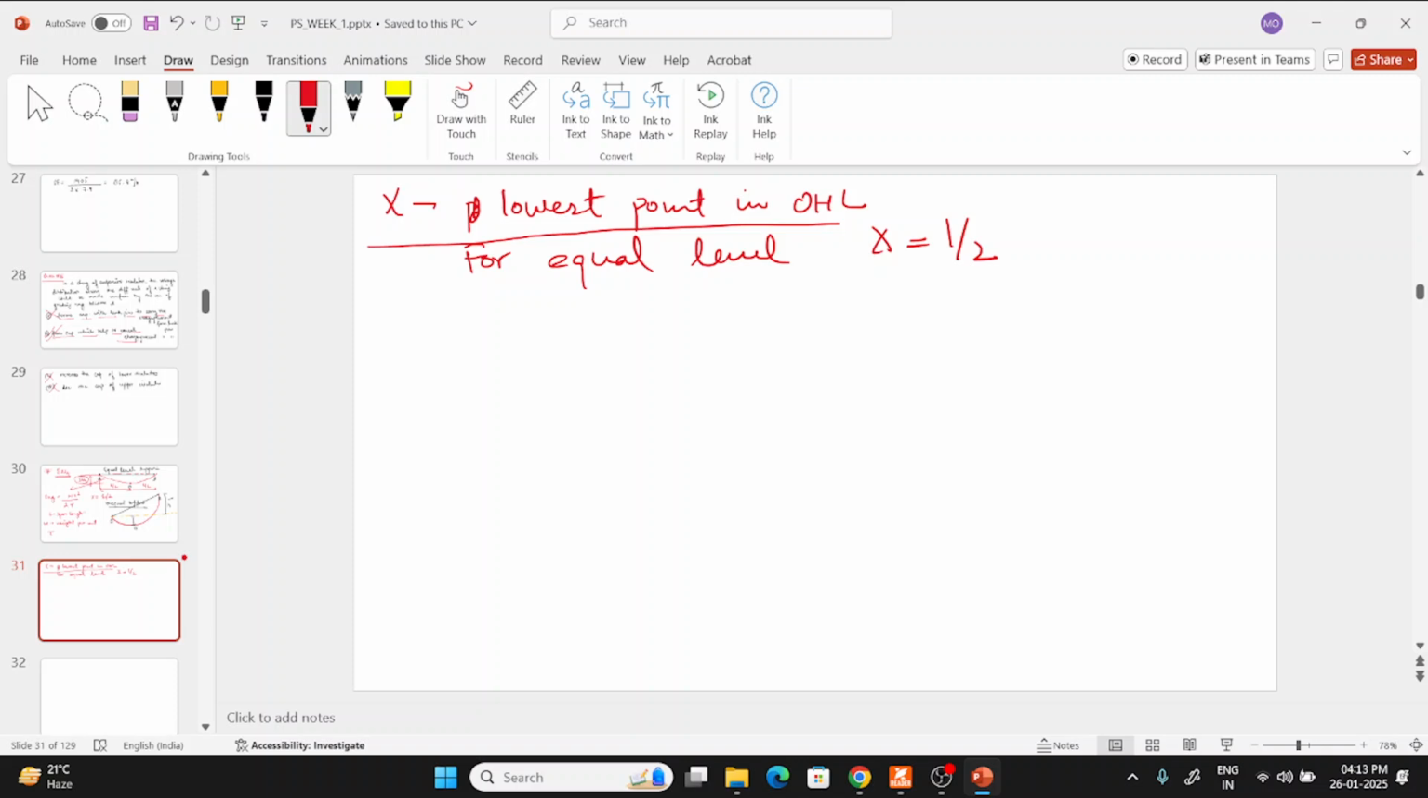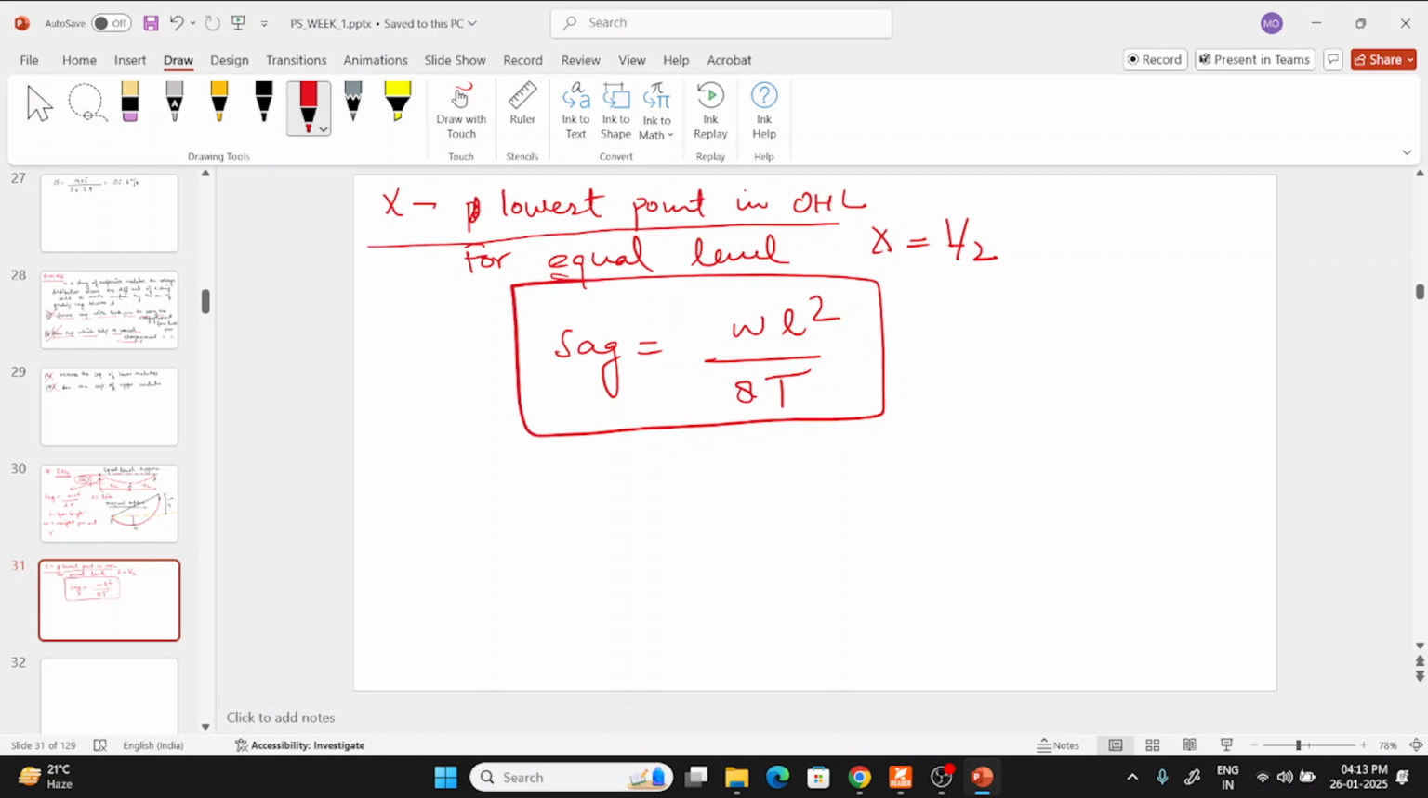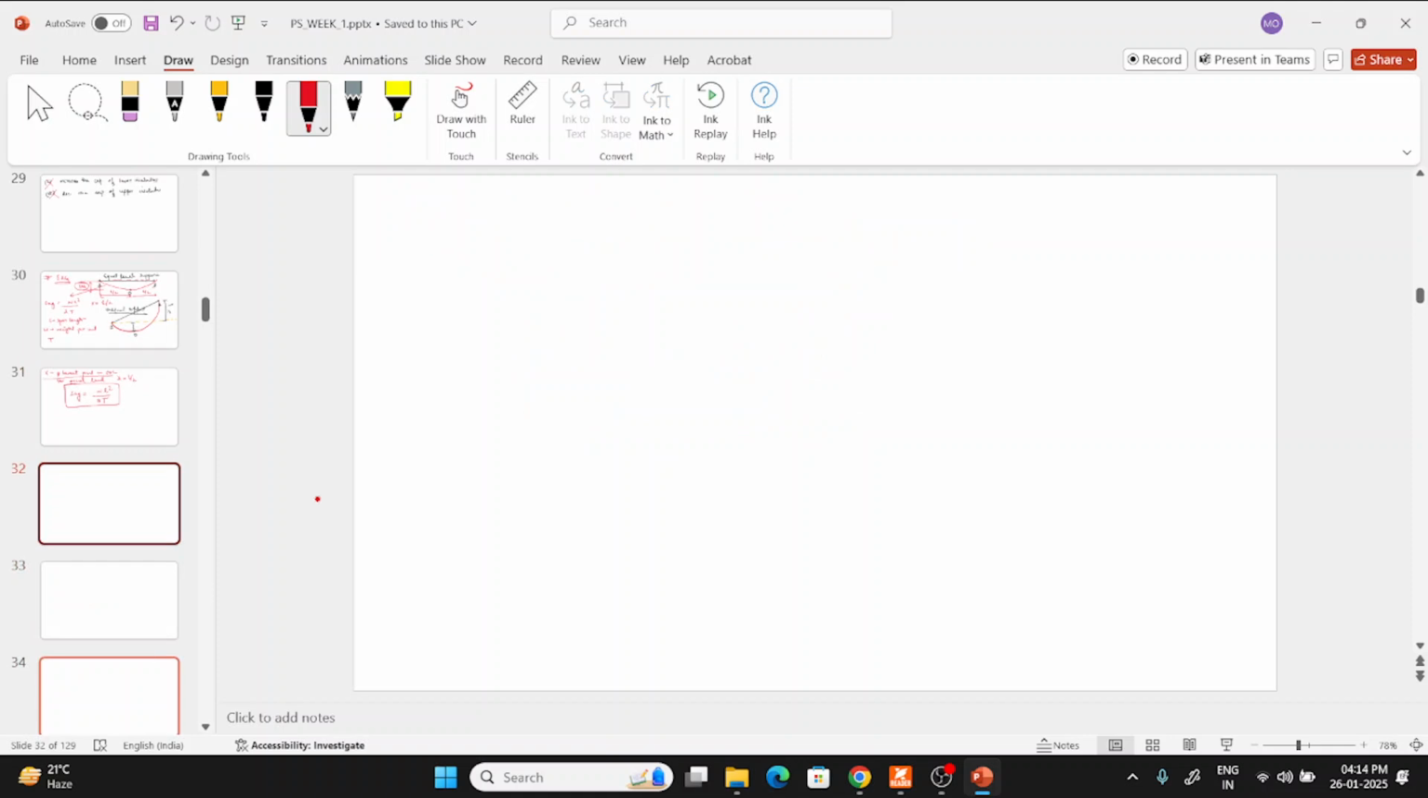So for equal level, what is x? X is the point in the overhead line. If we put x equal to L by 2, it will equal WL square by 8T. So this is the formula to calculate the sag. Okay, I will solve a question on this sag, then we will move on to another question.